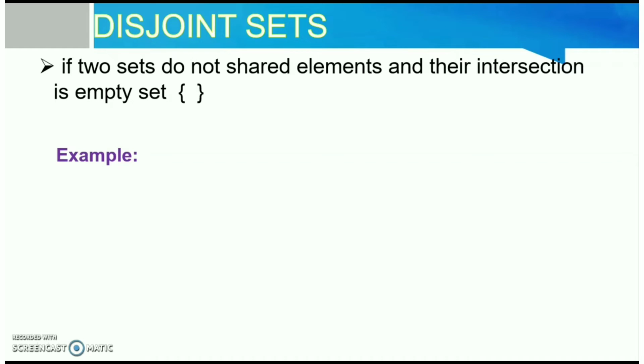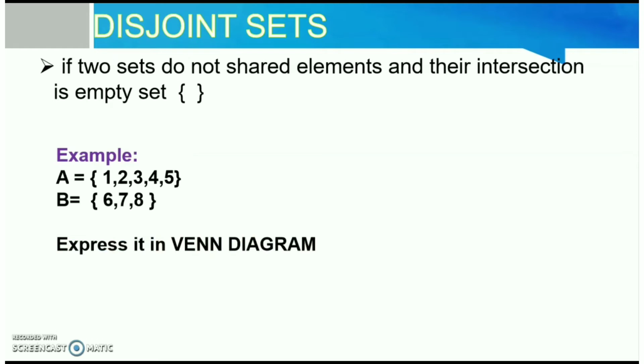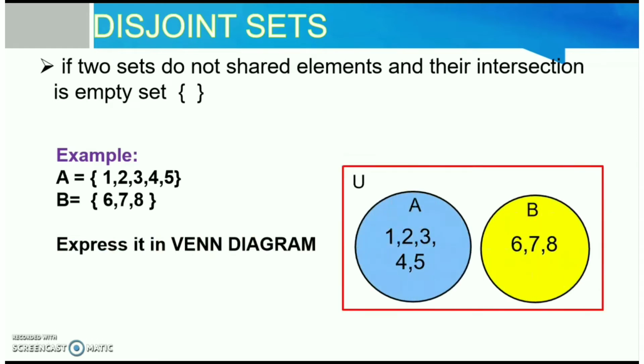Okay, kapag yung dalawang set ay hindi nag-share ng elements o walang magkaparehong element, walang intersection, ibig sabihin sila ay disjoint set. For example, we have set A, 1, 2, 3, 4, and 5. Our set B, 6, 7, and 8. Okay, so kapag express natin to sa Venn diagram, ito yung magiging illustration niya. Yung ating set A, which is in blue region, yung ating set B, which is shaded ng yellow color. So, yan siya. Hindi siya magkadikit. Disjoint siya. Okay, so that's it.